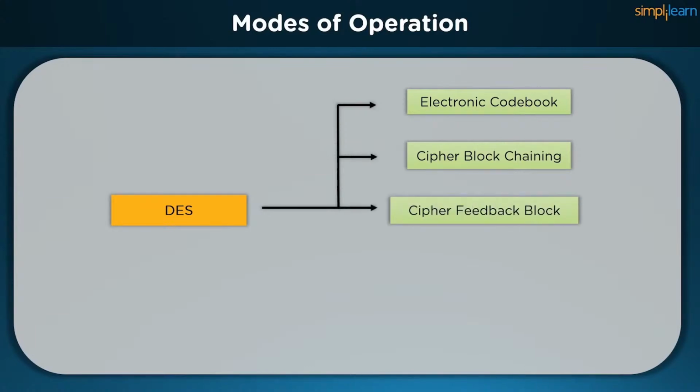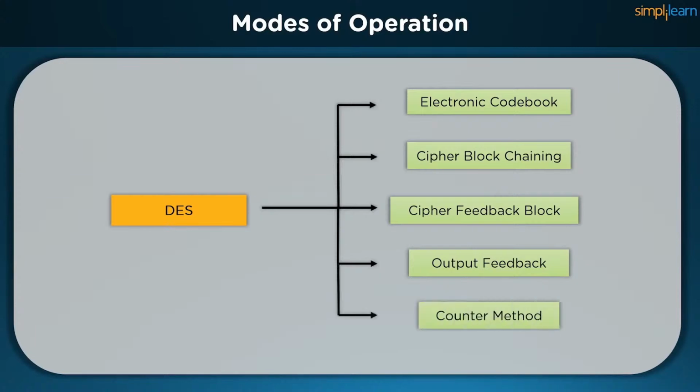We have a cipher feedback mechanism where the preceding ciphertext becomes the input for the encryption algorithm. It produces a pseudo-random output, which in turn is XORed with the plain text. There is an output feedback method as well, which is the same as cipher feedback, except that the encryption algorithm input is the output from the preceding DES. The counter method has a different approach, where each plain text block is XORed with an encrypted counter. The counter is then incremented for each subsequent block.